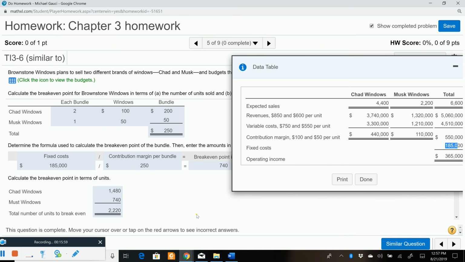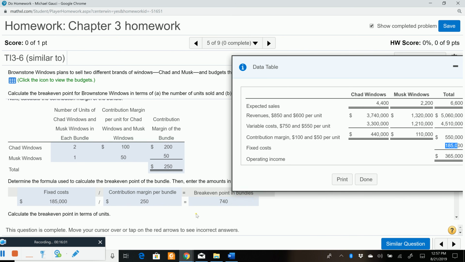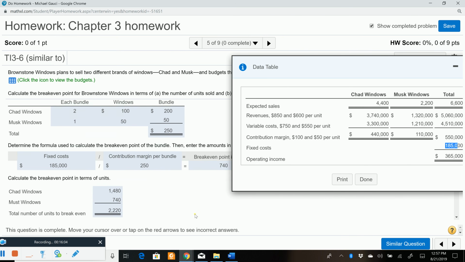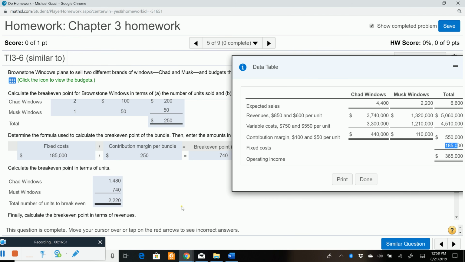And if you recall, the break-even point is 740 in the bundle. Remember, each bundle has one Musk window, so 740 times 1 is 740, and each bundle has 2 Chad windows, so 740 times 2 is 1,480. If you add the 2 up, 2,220 is the total number of units to break even.